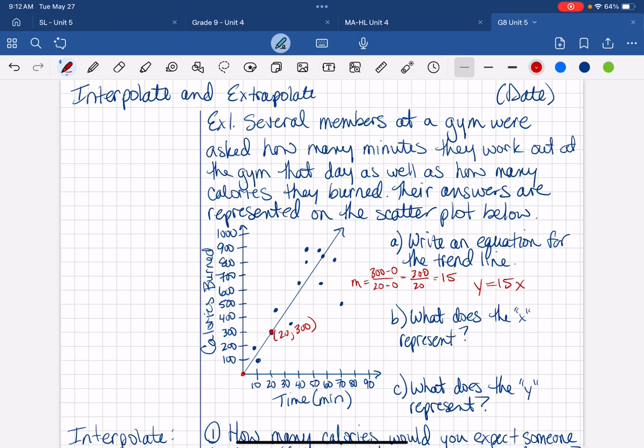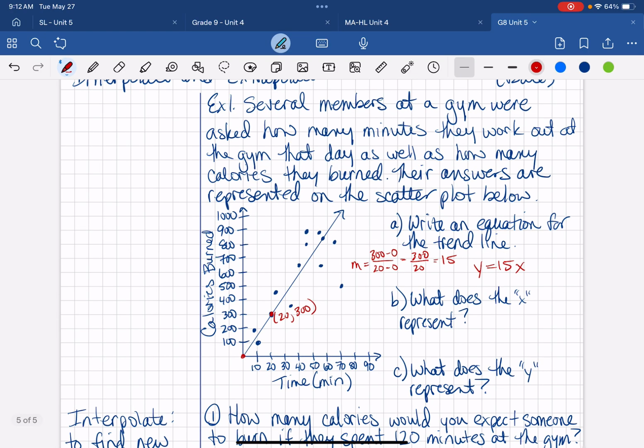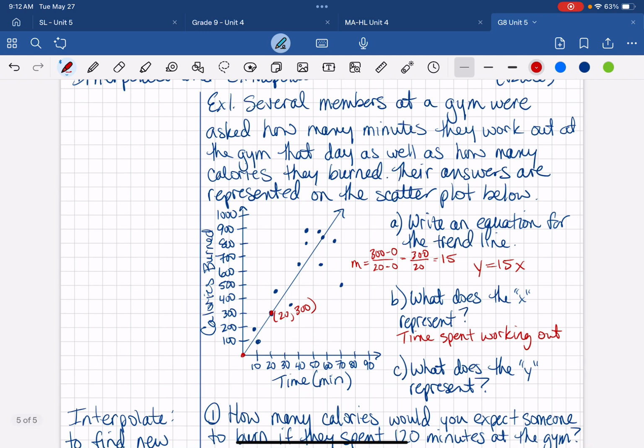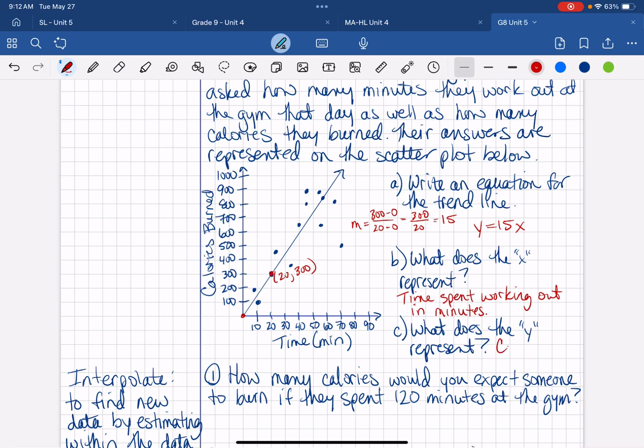What does the x represent? The x represents, in this case, the time spent working out in minutes. What does the y represent? The y represents calories burned.